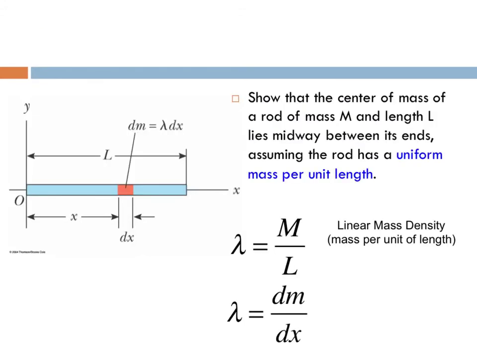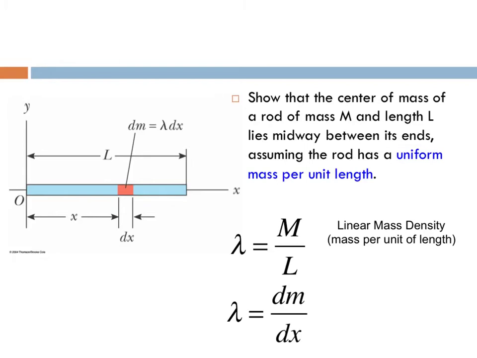So we know that if we look at a rod that is uniform in mass, meaning that it has the same mass distribution all the way through its length, then we can assume that the center of mass would be located right at the center. Okay. Here, we're going to prove it mathematically. So we want to show that the center of mass of a rod of mass m and length L lies between its ends, assuming the rod has a uniform mass per unit length.